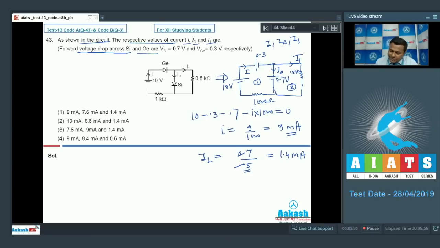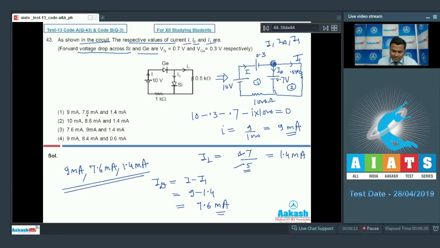Applying Kirchhoff's current law for this junction, we will get the current ID as well, which is given by I minus I1, or 9 minus 1.4, that is 7.6 milliampere. Therefore we can write in the order I, that is 9 milliampere, ID, that is 7.6 milliampere, and I1, that is 1.4 milliampere. So this is the order. Now let us find out the options. Option number 1, perfectly matching, so it is absolutely correct.